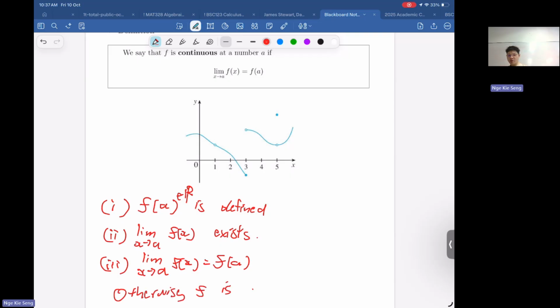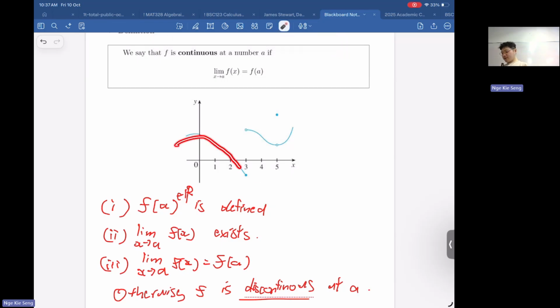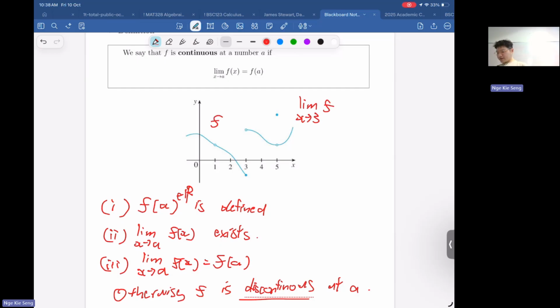Does this match your intuition of continuity? I think one definition of continuity is that you can draw the graph without lifting your pen. For example, I cannot draw this graph without lifting my pen, right? So let's check this f here. When the limit as x goes to 3 of f, does that exist or not?